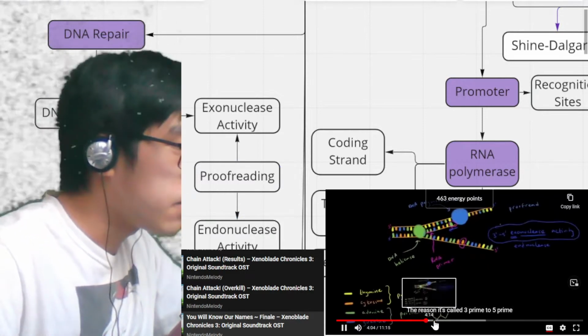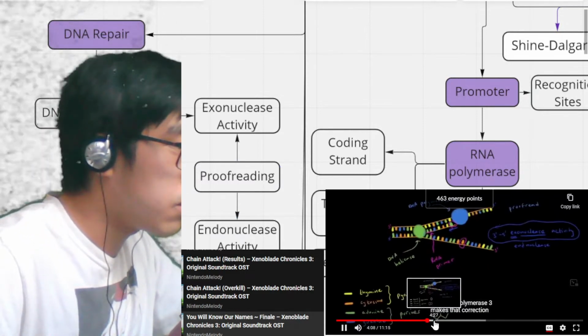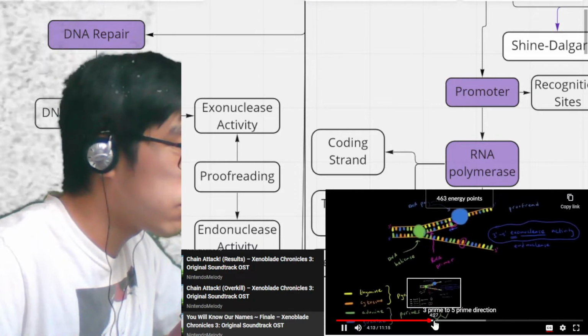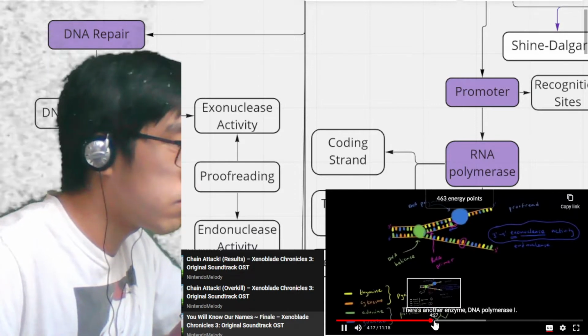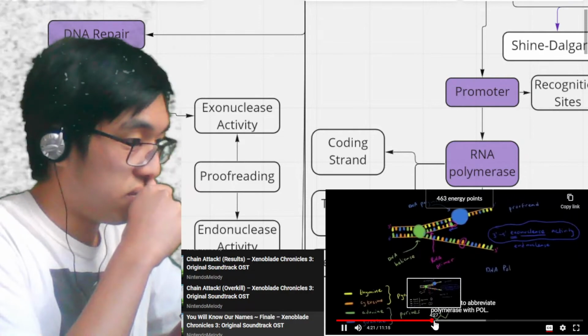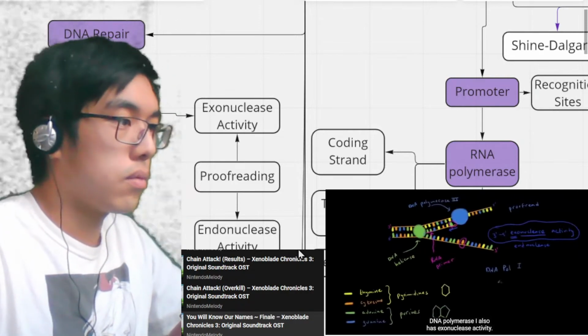The reason it's called 3' to 5' exonuclease activity is because when DNA polymerase 3 makes that correction, it has to move backwards in the 3' to 5' direction in order to do that. There's another enzyme, DNA polymerase 1, I'm just going to abbreviate polymerase with POL. And DNA polymerase 1 also has exonuclease activity.